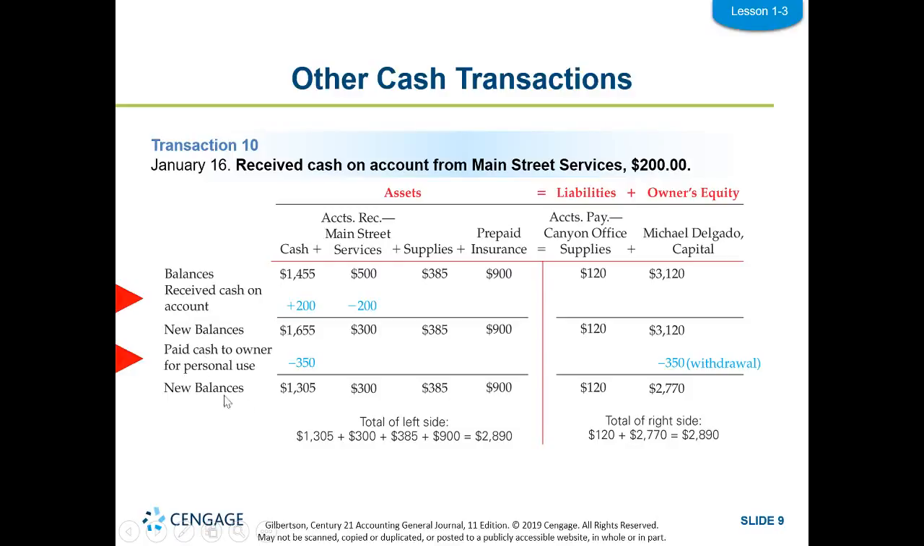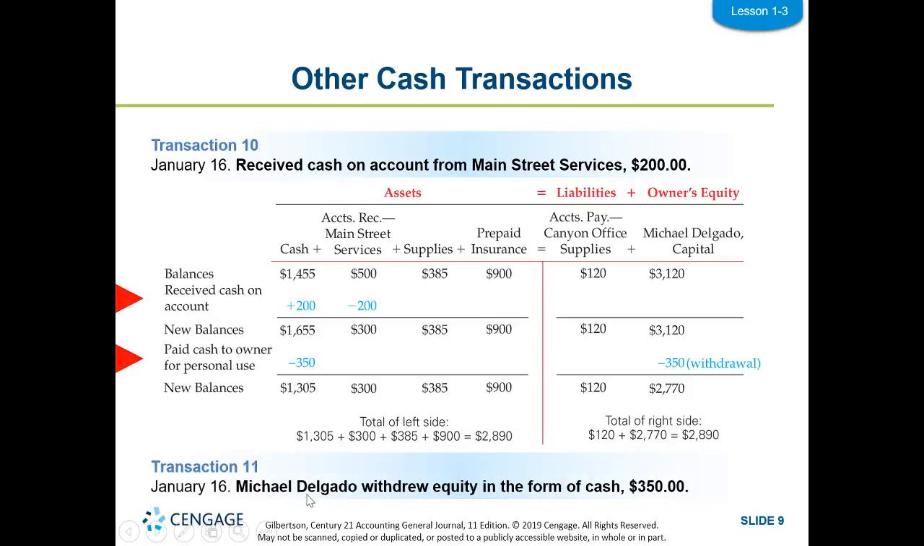So then we get down here, we paid cash to the owner for personal use. So Michael Delgado withdrew equity in the form of cash, $350. So what two accounts? Cash, because this is in the form of cash, and he withdrew, so it's our withdrawal account, $350. So here we have minus $350 from cash. We go across the equal sign, we got minus $350 capital, and we put withdrawal so we know why that happened, so we can differentiate between our expenses and withdrawals. So we have a new cash balance of $1,305.